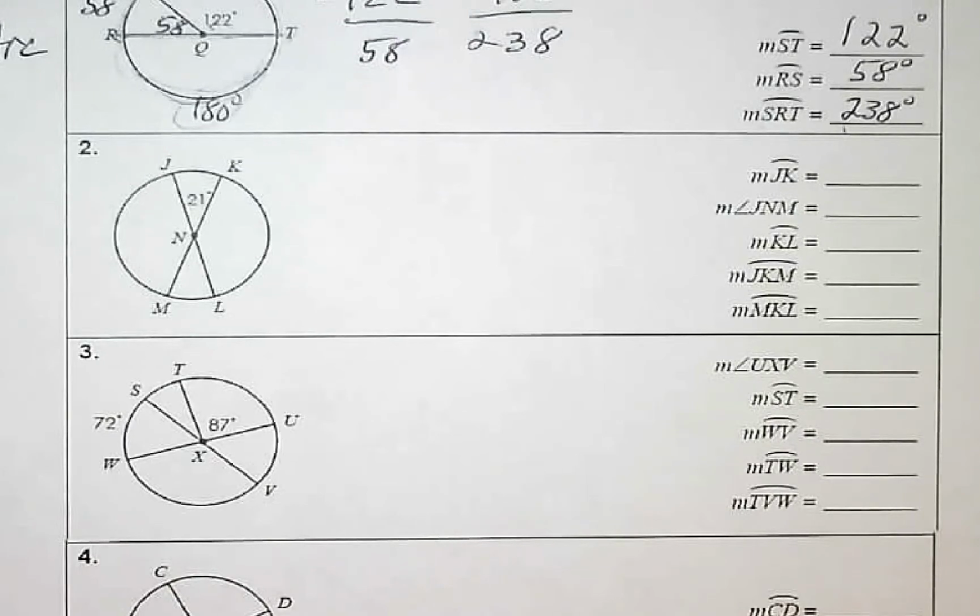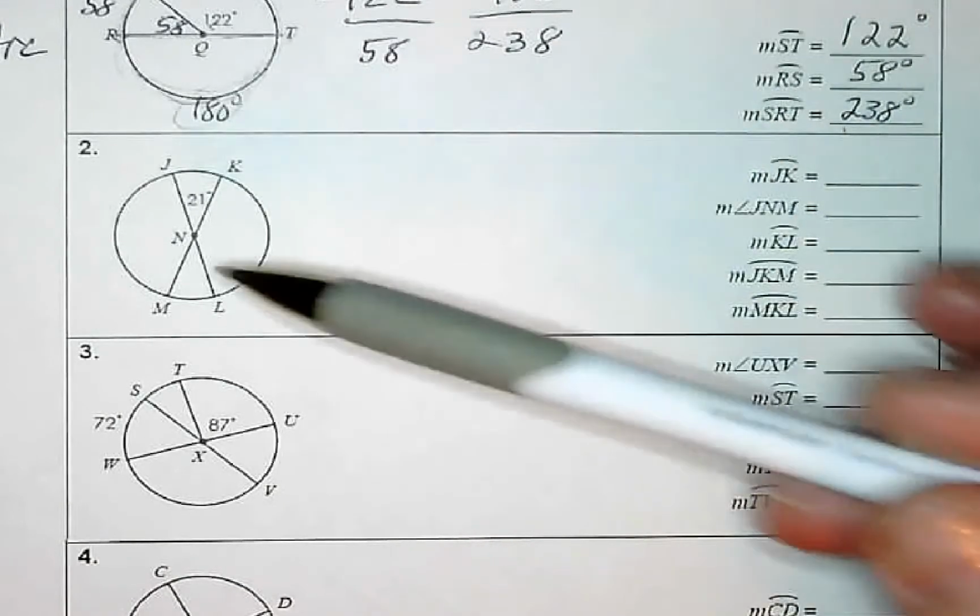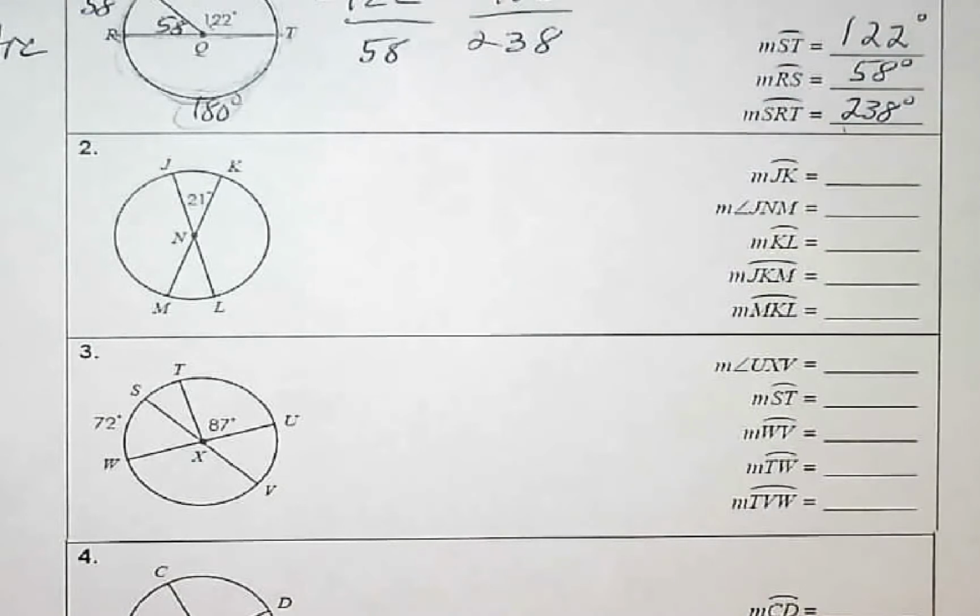Okay, let's look at a couple more examples in our notes for 1B. We're dealing with central angles and their arcs. So we're on number 2 here. And again, my best suggestion is to not worry about what we need to answer, but instead go over here and find all the arcs and all the angles that we possibly can.